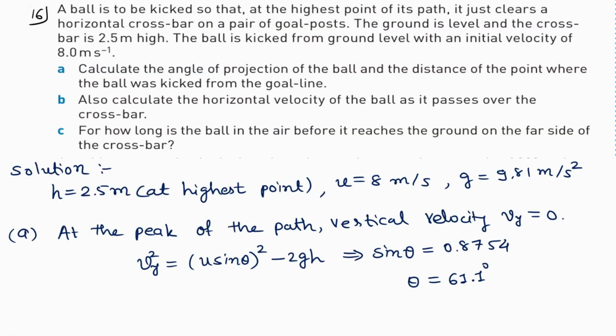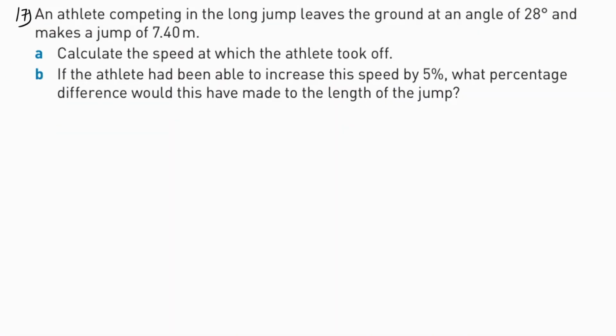So this is all about question number 16. Now, question number 17 says an athlete competing in the long jump leaves the ground at the angle of 28 degrees and makes a jump of 7.4 meters. It is also a problem regarding projectile motion, the same scenario as this.